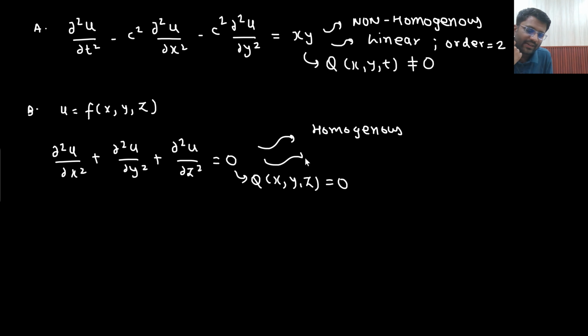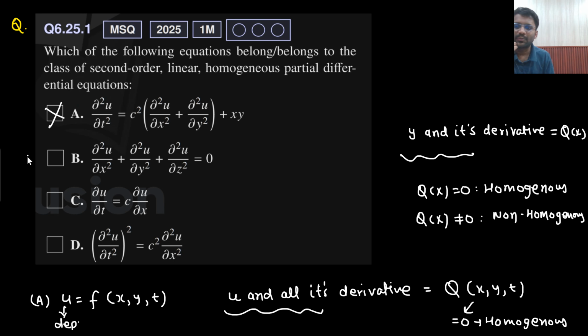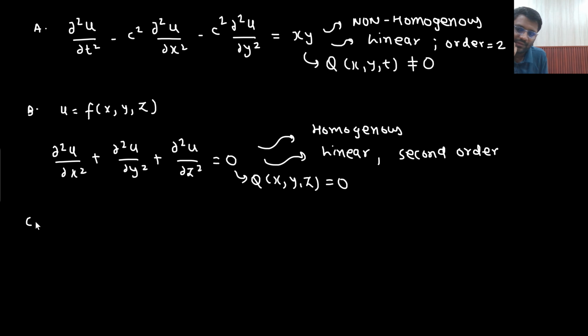Is there any problem with the linearity? Absolutely not, sir. U is not multiplied with a function of u. That means there is absolutely no problem with the linearity as well. What is the order? Sir, u is maximum differentiated 2 times. That means order is second. Second order. So no problem with this option. Option B correct. Third, C.